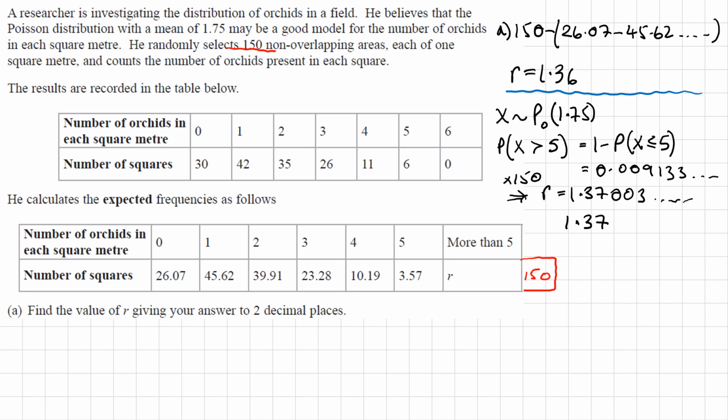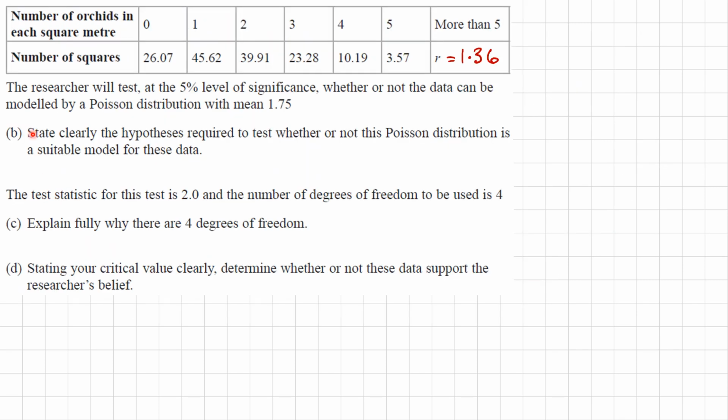So you'll either get 1.37 if you calculate it using the probabilities. If you just take the sum of the frequencies and subtract them from 150, you will get a value of 1.36. The researcher will test at the 5% level of significance whether or not the data can be modelled by a Poisson distribution with a mean of 1.75.